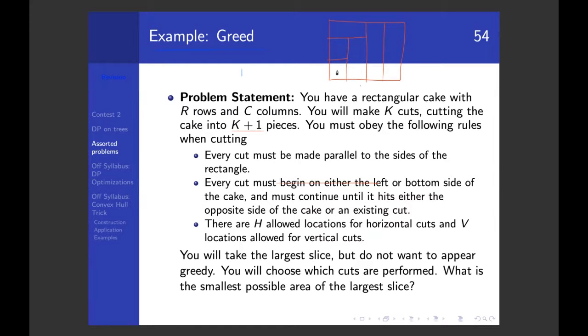Why is that? Each cut splits one piece in half, so we make one piece each cut. We have the one initial piece, so K plus 1 pieces, like 1, 2, 3, 4, 5, 6. 6 pieces, 5 cuts.